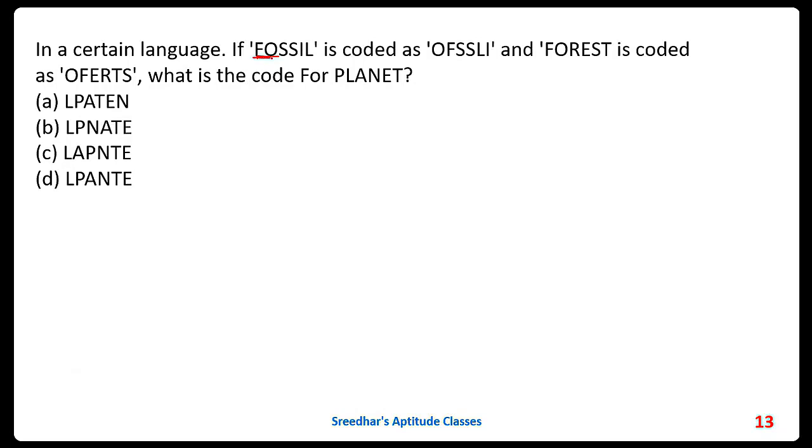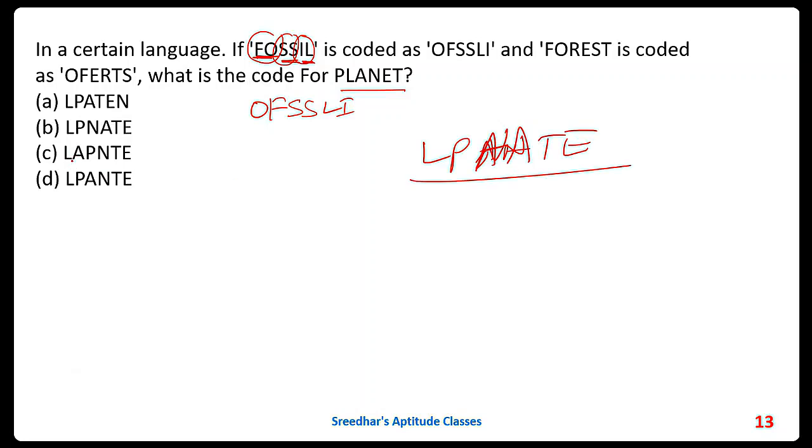Fossil: FO has become OF, SS reverse SS, IL reverse LI. So two letters got reversed. If I apply the same thing for planet: LP, NA, TE. LP, NA, TE. Option B again is the answer. What is the code for planet? So two letters interchange. Option B. Quite again an easy, simple question.